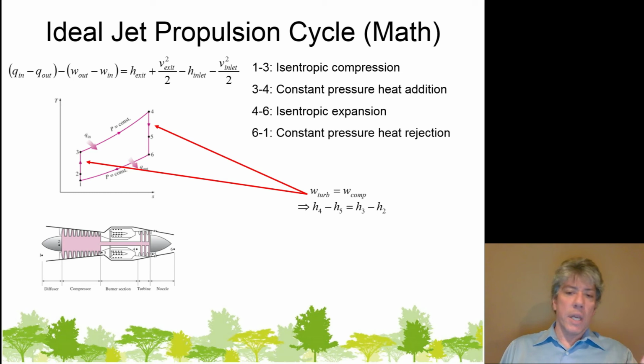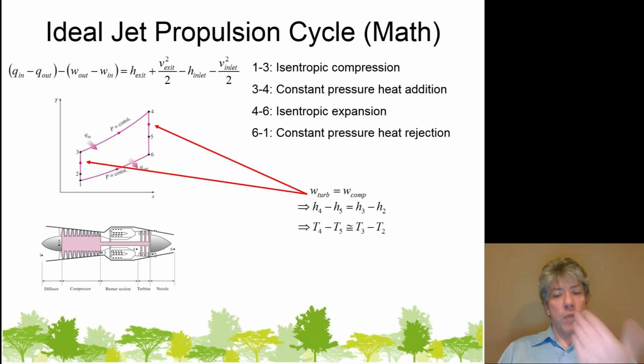And that's really what we're saying here. H4 minus H5 equals H3 minus H2. But further, we can approximate changes in enthalpy as Cp delta T. So we could write a relationship between the temperatures around the turbine and the compressor. T4, 5, 3, and 2 are related this way. These equations are well worth writing down near your cycle diagrams in your book for the jet propulsion cycle.